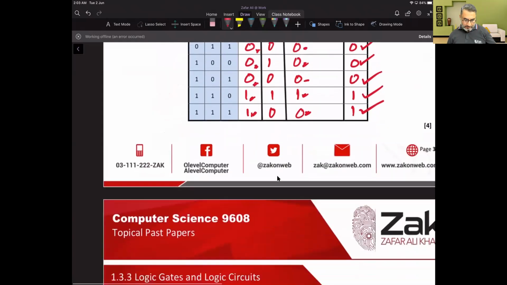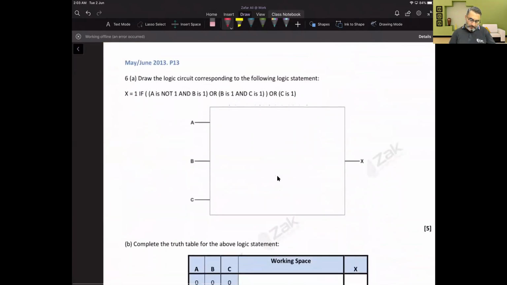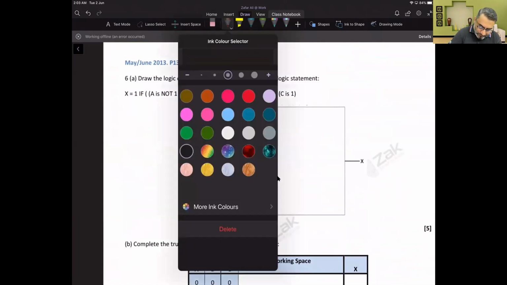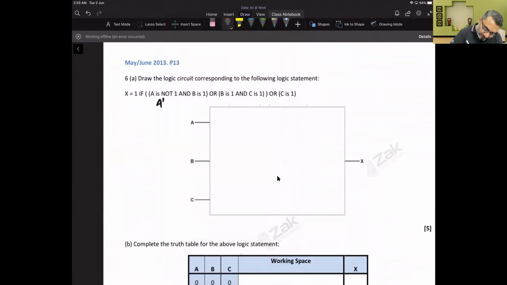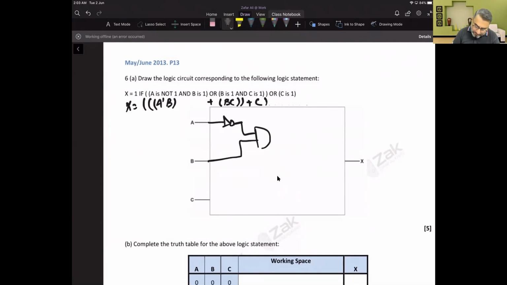Now, next question. We have to pay attention to these brackets. A is not 1 and B is 1, or B is 1 and C is 1, and then we have got upper brackets, or C is 1, and then we have got final brackets. The whole thing is assigned to X. So first we have to find A not B. A not B, and then B and C. They will be ORed, and then their result will be ORed with C.